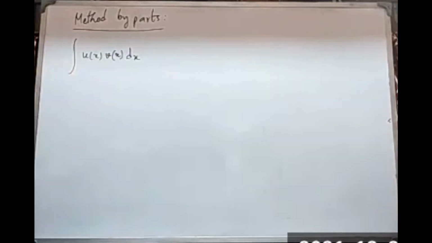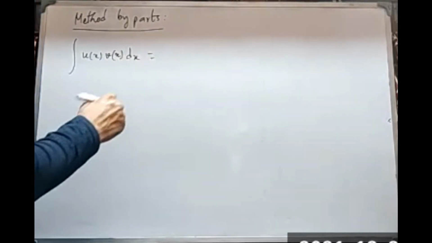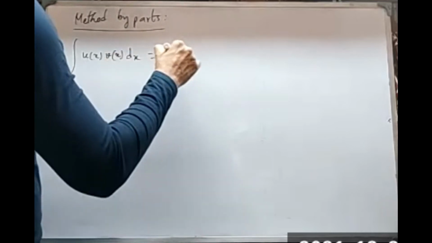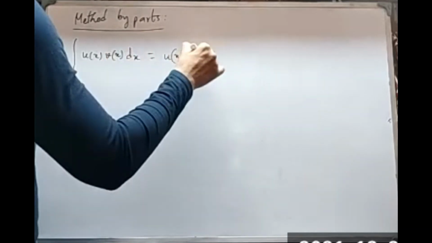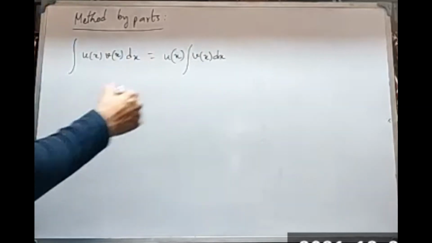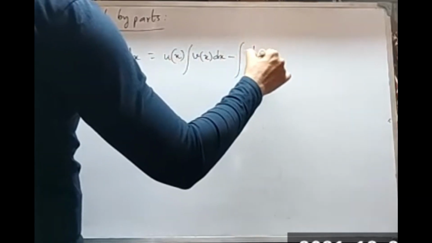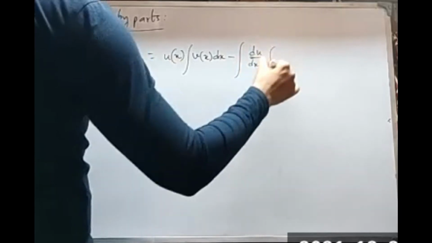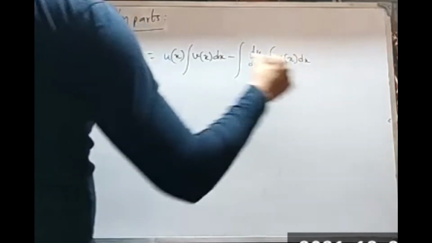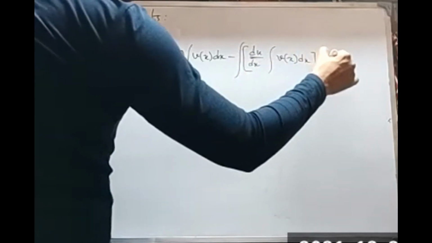Say u(x) and v(x) are two functions, and we are doing the integration of u(x) v(x) dx. The way to integrate this, that is called the method of by parts, is like this. We will keep one function out of the integral and integrate the second function, minus we will differentiate one function, integrate the second function, and the product of these two will be again integrated.